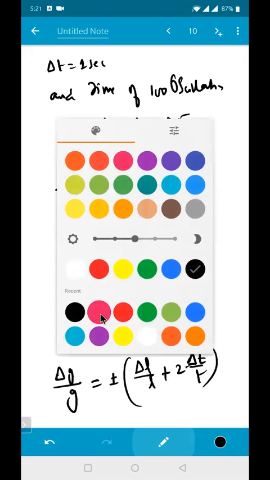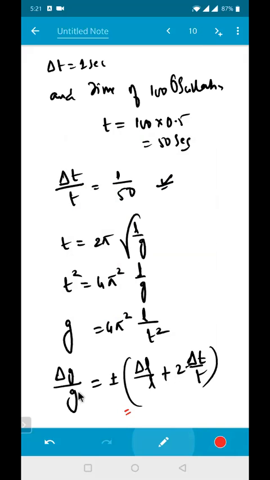So doing the substitution, since this is a percentage, you just multiply by 100 on both sides. So delta L by L is plus or minus 0.1 divided by 10, plus 2 into 1 divided by 50, into 100. If you simplify it, we get the answer approximately plus or minus 5%. Clear?